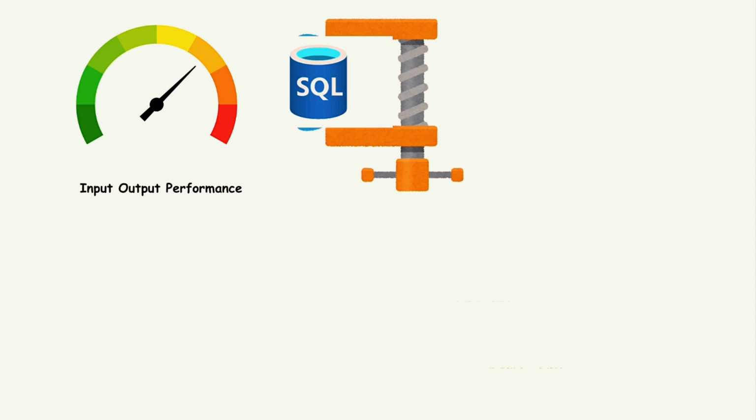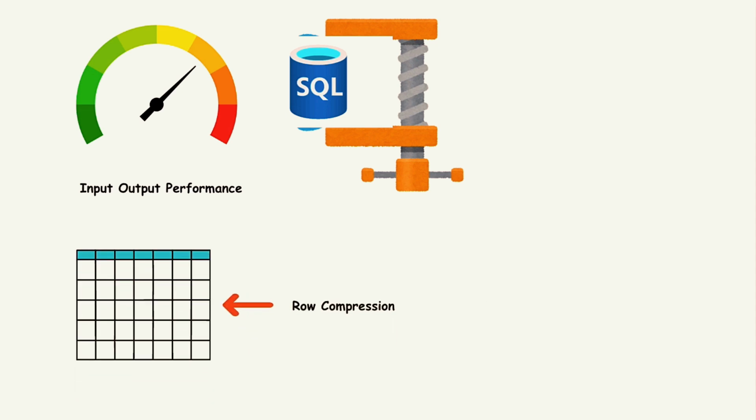Now, what is database compression? Database compression in SQL Server is a feature by which you reduce the size of database files for improving storage efficiency and potentially enhancing I/O performance. Now, how do you do it?